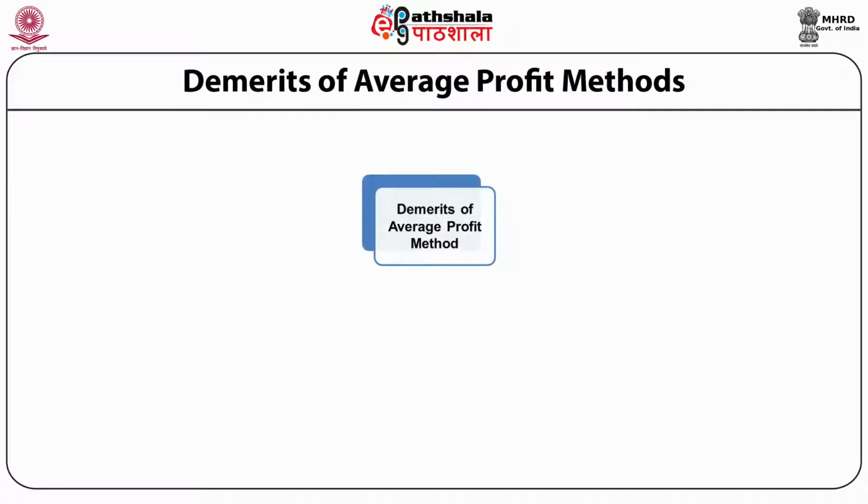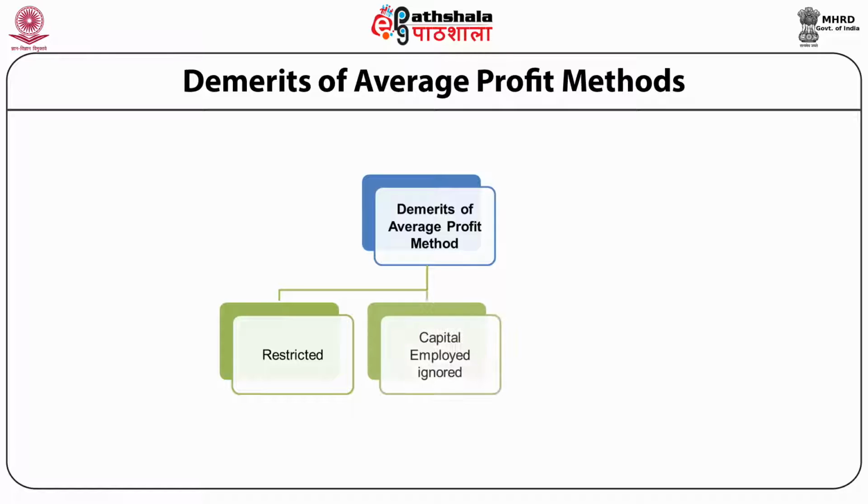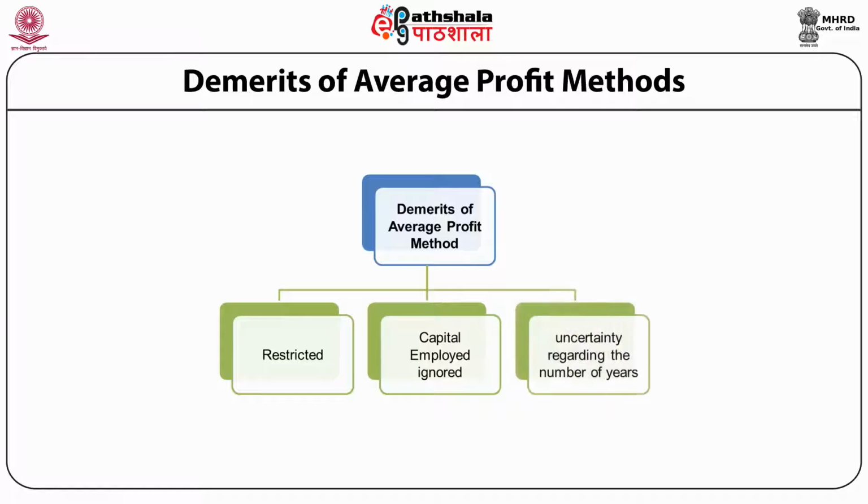Demerits of average profit method are shown in this figure. This method is restricted. Restricted means restricted to profit only. It doesn't take into account assets of the firm. It is only restricted to profits. Further, capital employed is ignored. How much capital is employed in the business is ignored under this method. Further, this method is based upon number of years. Now, there is uncertainty regarding the number of years. How many years should be taken? There is uncertainty regarding the number of years.